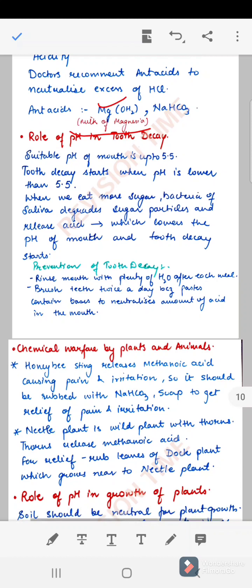The tooth covering is made up of enamel. It is the hardest part of our body. So this acid can destroy that enamel also, right? So for the prevention, we all know what we have to do. We have to brush our teeth twice a day, because the paste we use contains bases that neutralize the amount of acid in the mouth. Also, you should always rinse the mouth with plenty of water after each meal.